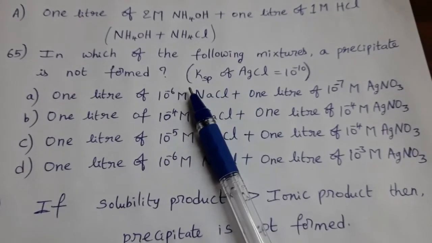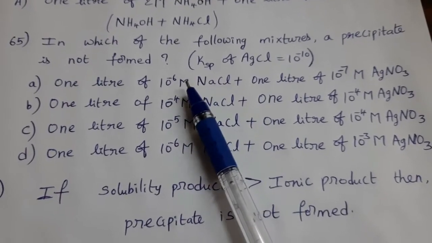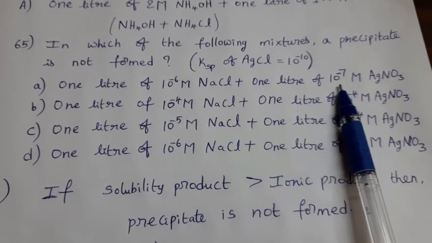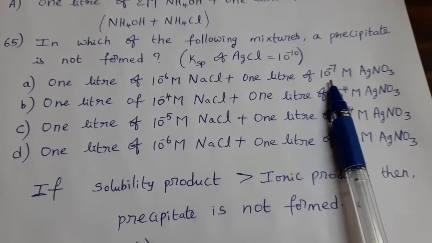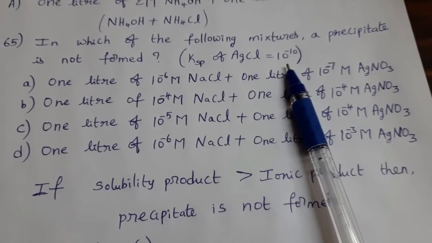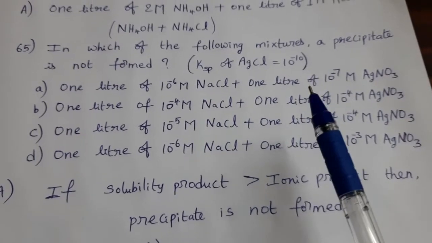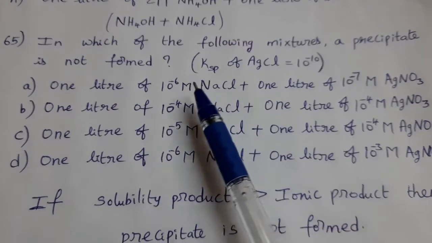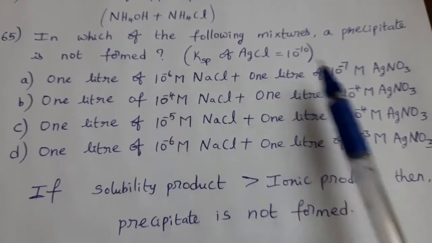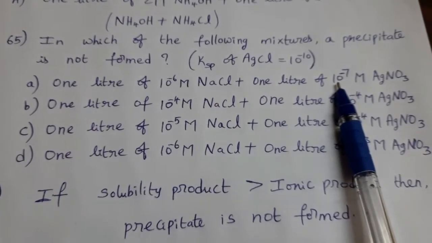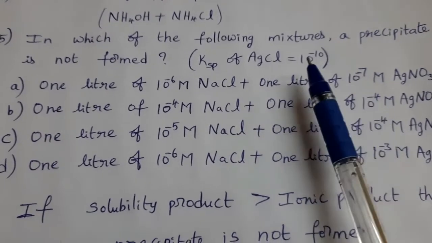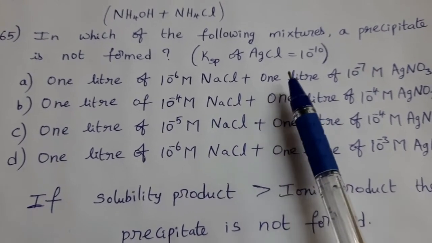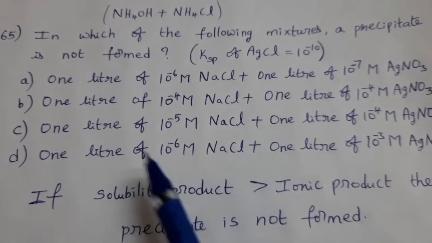Now, in which option the multiplication of the concentration values is less than this value, that option is the answer for this question. So here the solubility product is 10^-10. If we multiply 10^-6 and 10^-7, we get 10^-13, which is less than this value. So option A cannot form precipitation. The remaining three options can form precipitations.